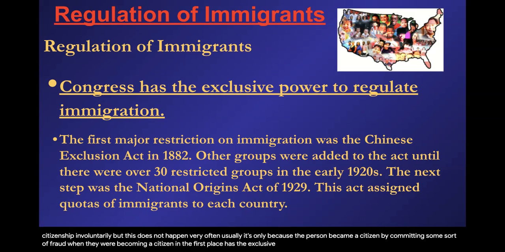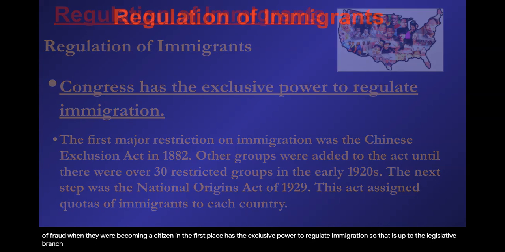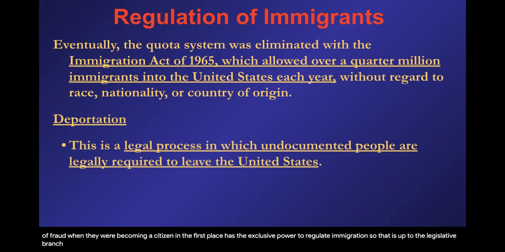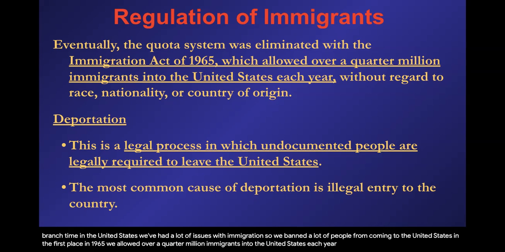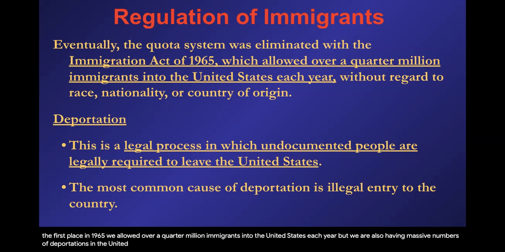Congress has the exclusive power to regulate immigration, so that is up to the legislative branch. And over time in the United States, we've had a lot of issues with immigration. We banned a lot of people from coming to the United States in the first place. In 1965, we allowed over a quarter million immigrants into the United States each year. But we are also having massive numbers of deportations. Deportation is the legal process in which an undocumented person is legally required to leave the United States.